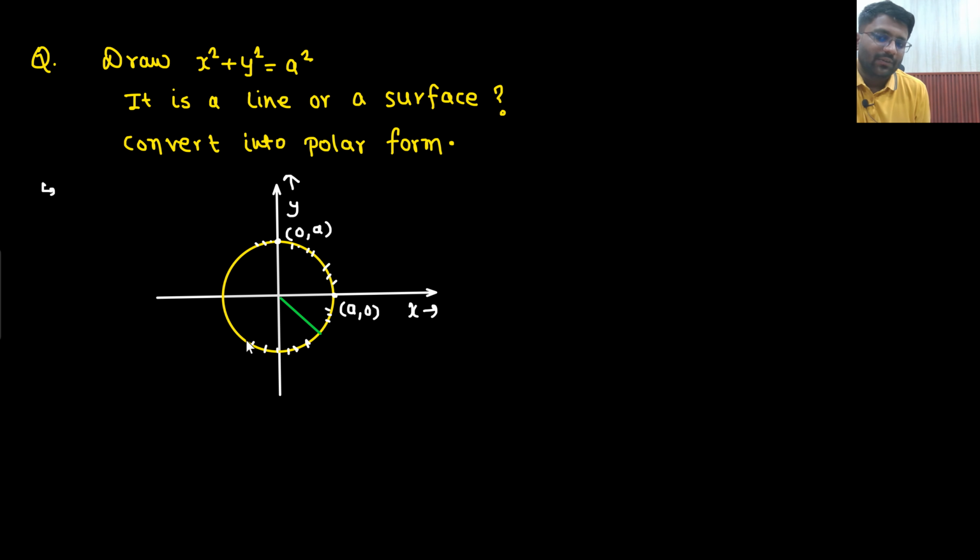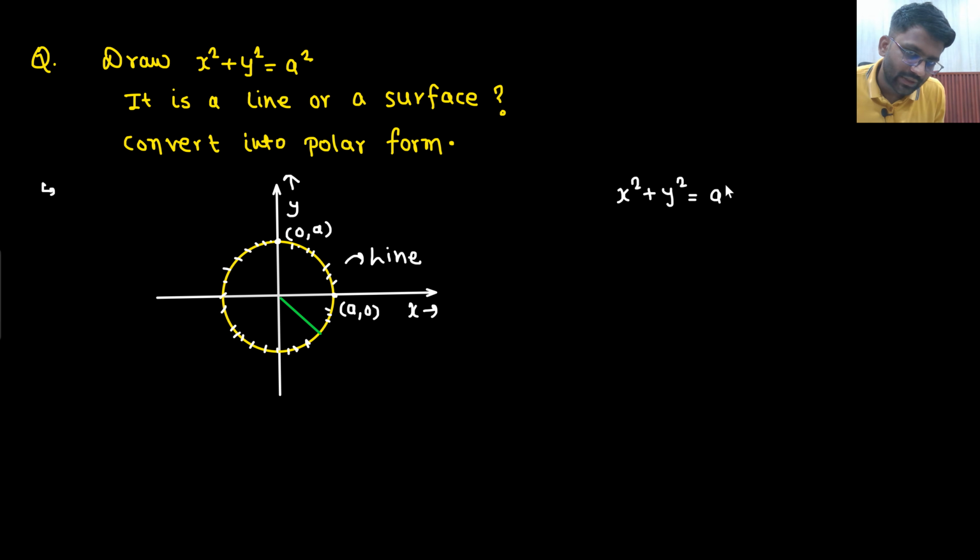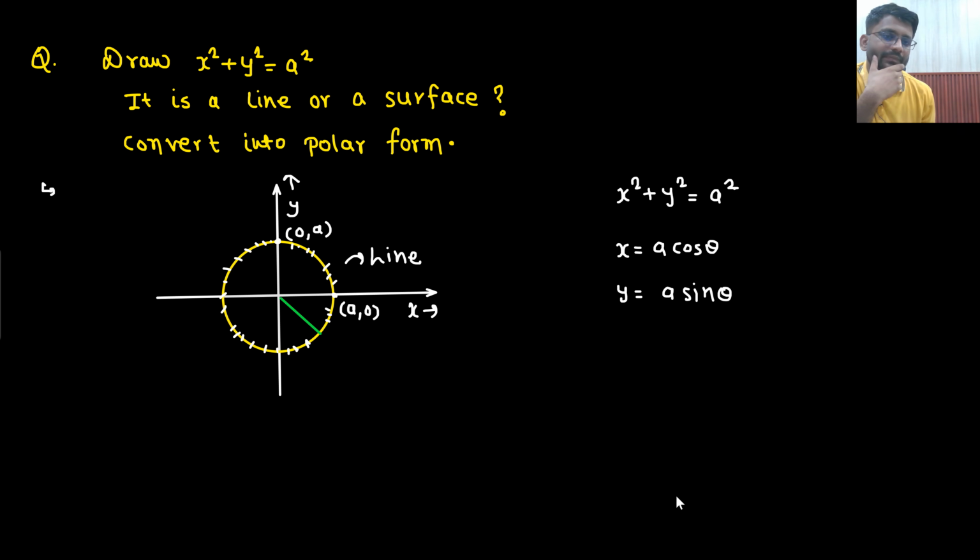I am working on this line. Someone would say it is a curve, sir. Yes, it is a curve, but basically it is not a surface, no? You are simply working on a line. So is it a line or a surface? It is a line. Now you need to convert it into the polar form. What is given? x square plus y square equals a square is given. What will I do now? I will assume x as a cos theta, y as a sin theta, where my theta will be varying from 0 to 2 pi.